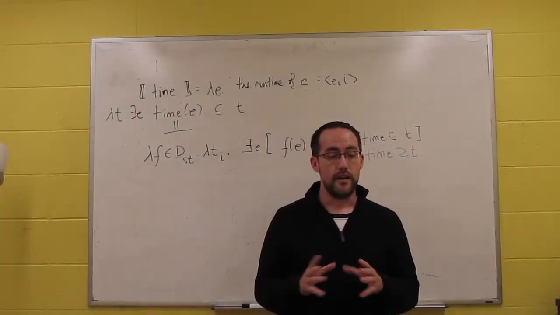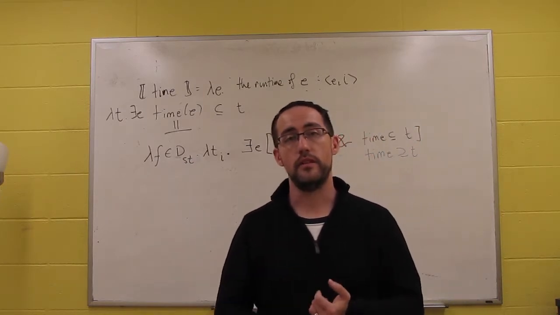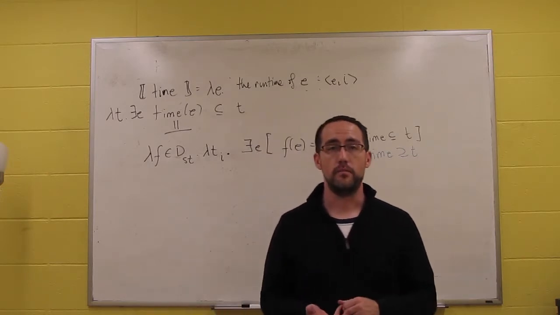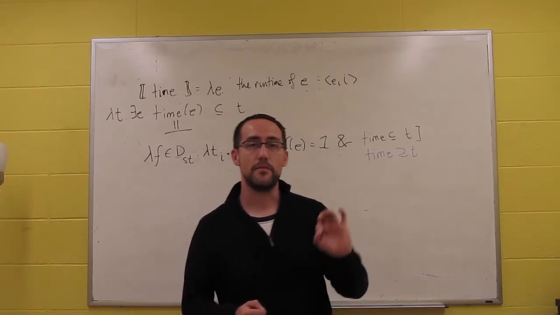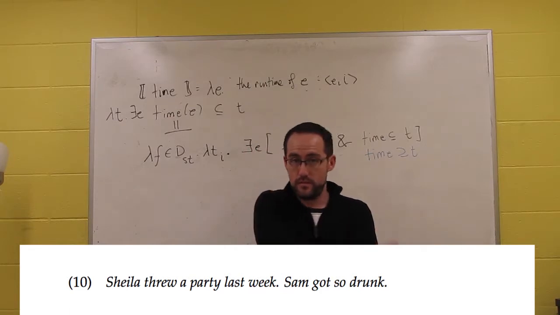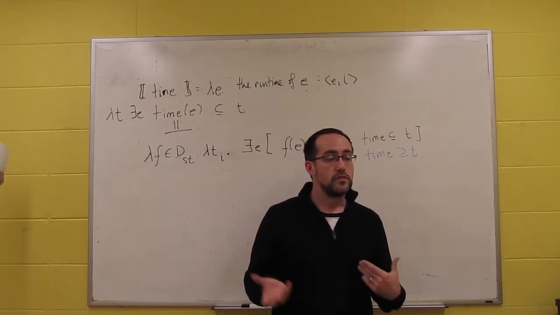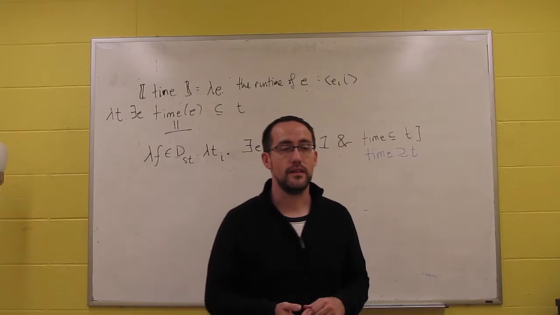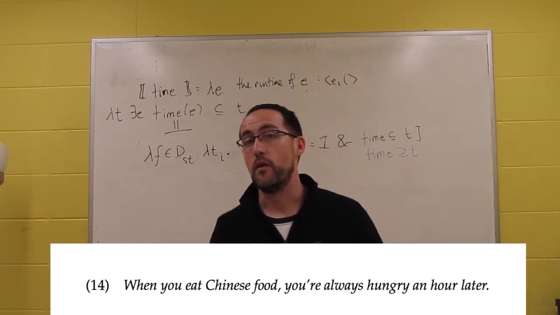Now, another piece of evidence involves the fact that they're often anaphoric. So if you say, Sheila hosted a party last week and Sam got drunk. When did Sam get drunk? What is the time of Sam getting drunk? Well, it's Sheila's party, right? So there's a bit of anaphora there. And then you can also get tenses covarying, the way that we saw pronouns covarying. So you can say, whenever you eat Chinese food, you're always hungry an hour later.